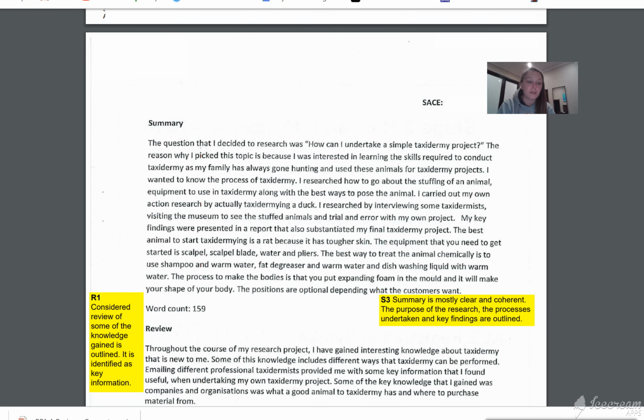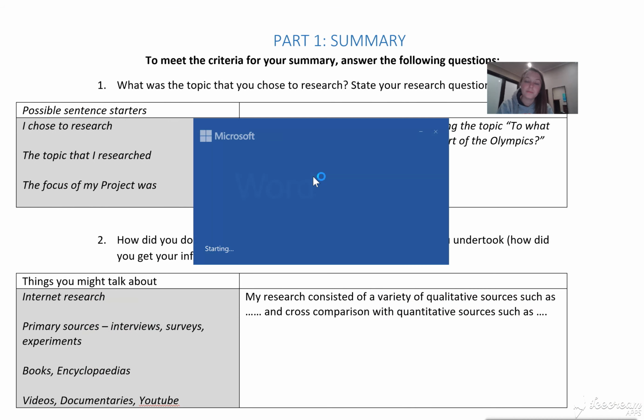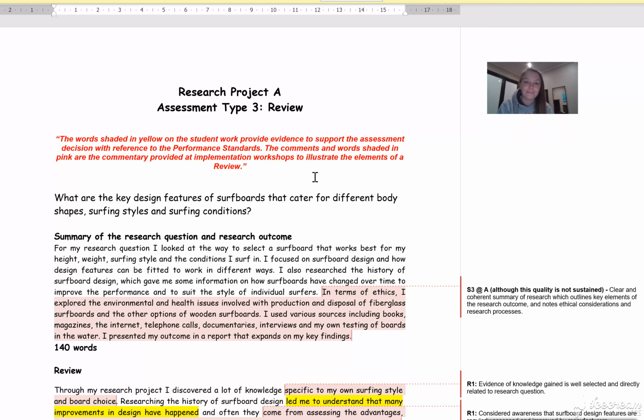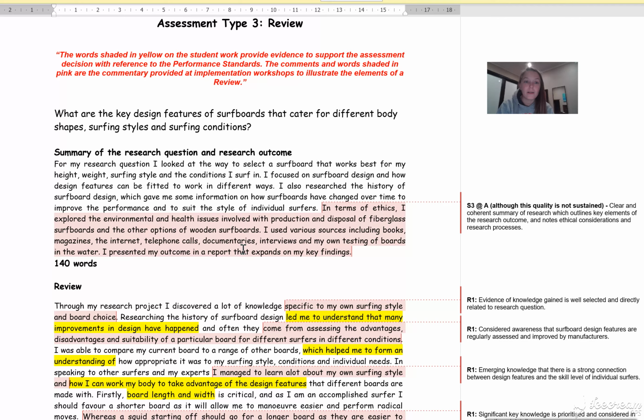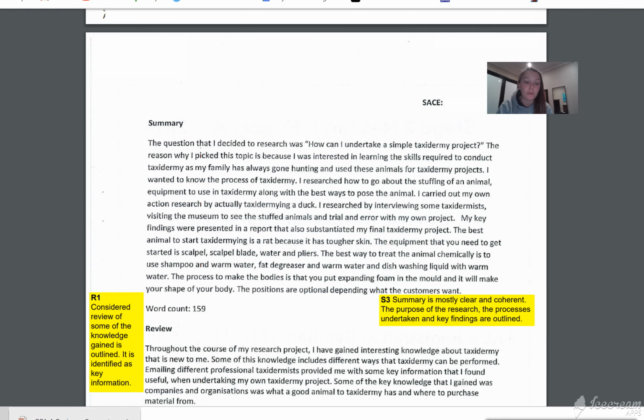To have a look at another sample, we've got another one just opening. And you can see here, this student did a surfboard, and they looked at researching different types of designs, and they've talked a little bit about how they were ethical and how they presented it. Very straightforward. So you could use any of these samples as a guide if you wanted to.